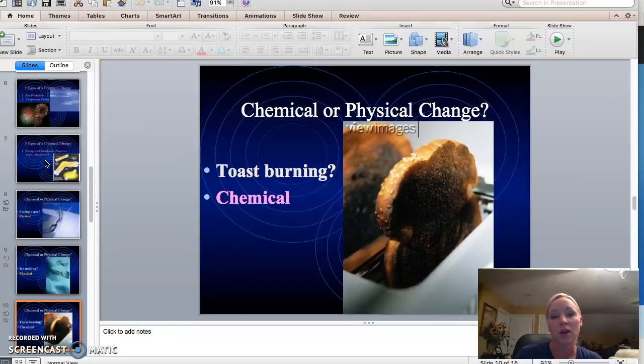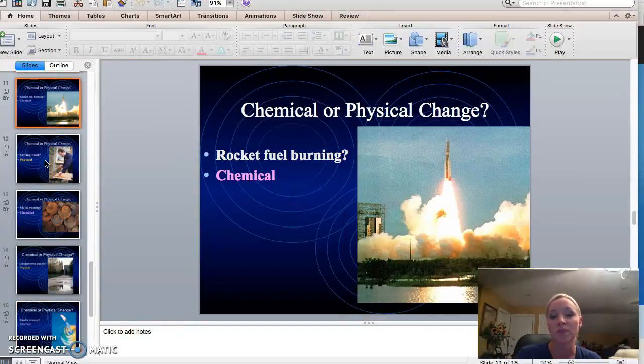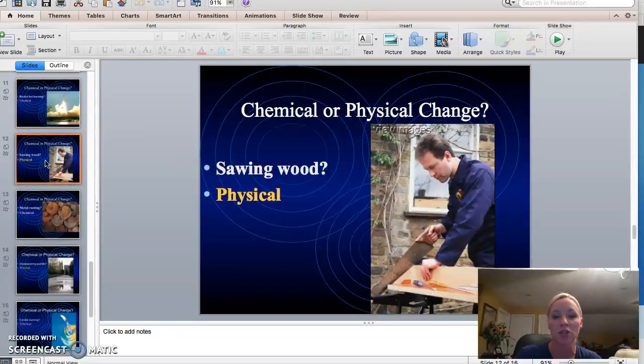Toast burning. A good hint here, anytime you're involving heat, there's been a temperature change, you're going to be dealing with a chemical change. This toast is not only bread, it is burnt bread at this point. So it has involved heat, and it is a chemical change. Rocket fuel burning, again, here's light being given off. There's heat involved. You're dealing with a chemical change.